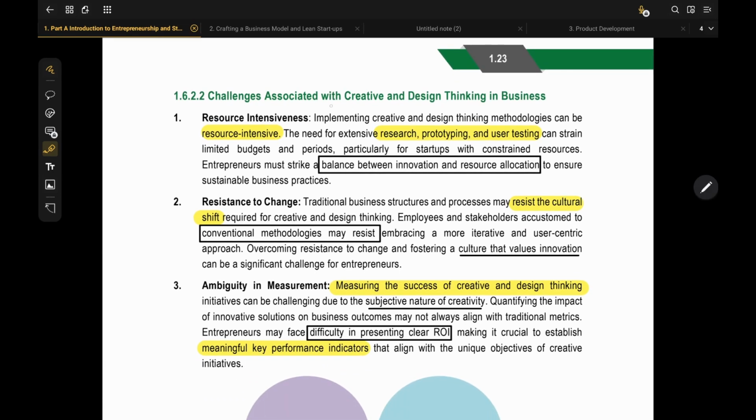And then challenges associated with creative and design thinking. What is the challenge for creative thinking? If creative thinking is easy, everyone will do it. There are some difficulties in doing it. What are the difficulties? Resource intensiveness. For making creative thinking, first you need to understand the customer. For understanding the customer, you need to make wide research. For that research, what will be required? A lot of money will be required. You have to take feedback.